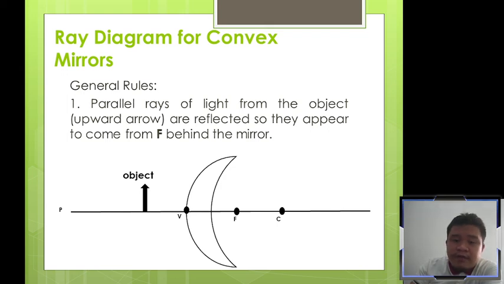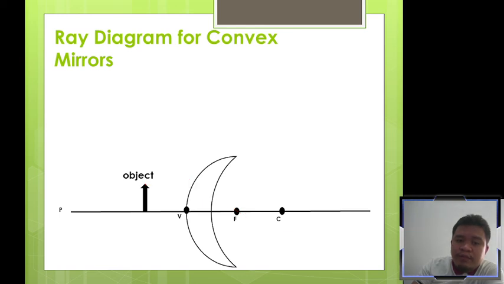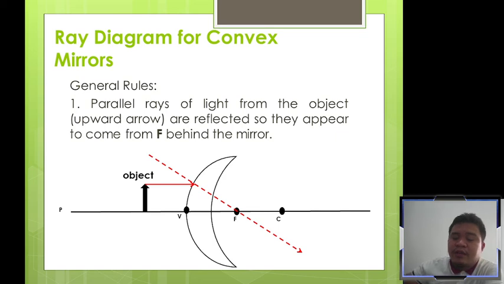Parallel rays of light from the object upward arrow are reflected so that they appear to come from F behind the mirror. So these are the reflected light rays. This is the incident ray rather. Then, as you can see, I draw a red dashed arrow to indicate that as if the object is passing through the focus of your mirror. But actually what happens is that it is reflected away from the mirror. It's diverging. That's why it's called diverging mirror. We just draw that imaginary line so that we know that the light rays are actually passing through the focus of your mirror.